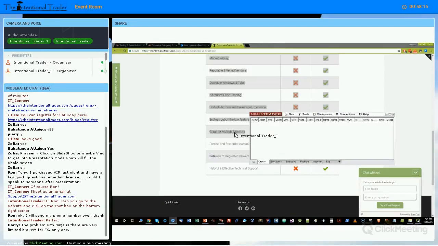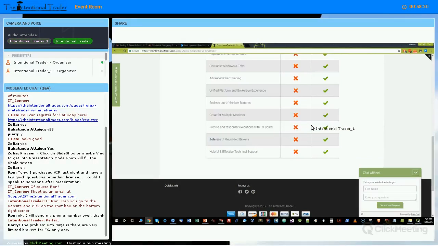Let's see. Now, sole user regulated brokers. Now that's a great question, Barry. So there's only one broker because NinjaTrader at this stage want to control the experience from start to finish. So when you sign up with NinjaTrader, you get the brokerage, you get the platform. That way, if there's any problem with the brokerage, they can just fix it in-house. If there's any problem with the feed or the Forex feed, they can fix it in-house.